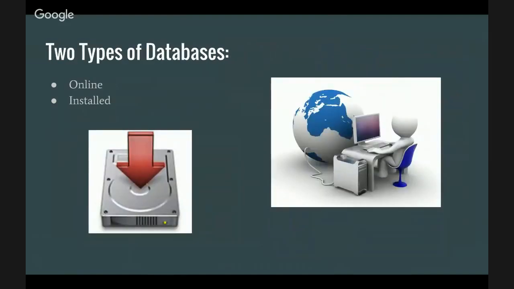Two types of databases that I want to talk about are online and installed. Online is on Wi-Fi or internet. You use it through the internet, and then installed is installed onto your computer so that you just click and find it, and you won't have to access the internet for it.